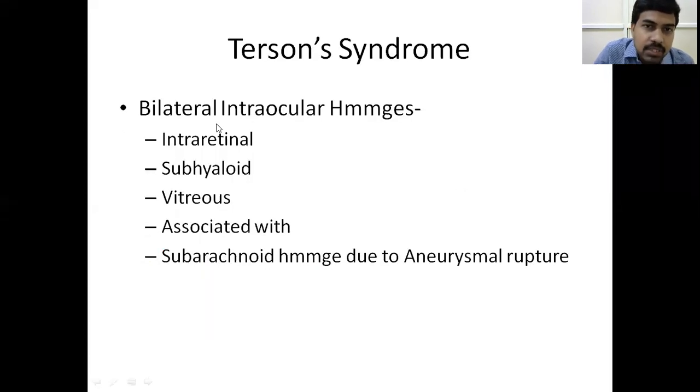So Terson syndrome is bilateral intraocular hemorrhages. So in both the eyes, there will be hemorrhages in the eye. It could be intraretinal or subhyaloid, that is beneath the vitreous or inside the vitreous. It could be associated with subarachnoid hemorrhage or due to aneurysmal rupture. If there is any aneurysm in the brain which has ruptured, or if there is a subarachnoid hemorrhage, there can be bilateral intraocular hemorrhages, which can be intraretinal, subhyaloid, vitreous. So this is known as Terson syndrome.